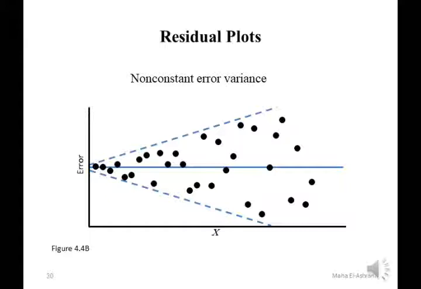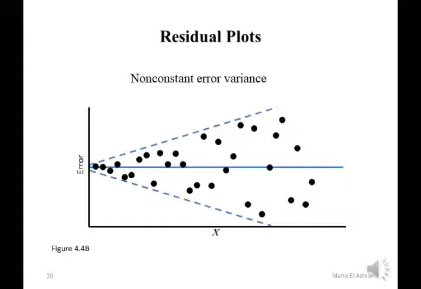Now let's look at another one. If you look in here, the line in the middle represents the mean, but the points, the errors, don't have equal values, they are not distributed with the same pattern below and above the line. So this is not constant variance, which means that the assumptions are not fulfilled, so we cannot use the regression to represent the relation between the two variables.